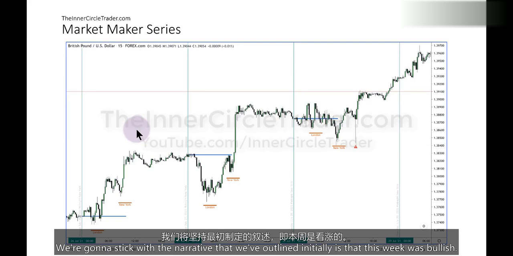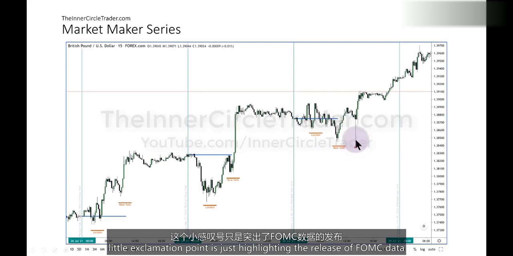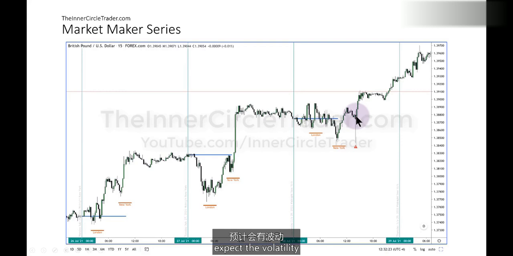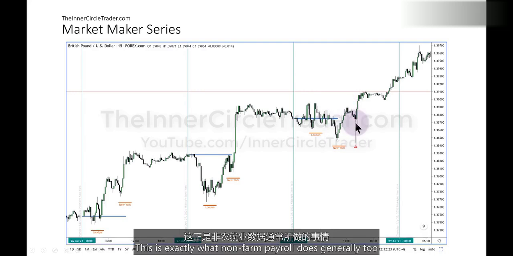This week, we're going to stick with the narrative that we've outlined initially, that this week was bullish. We've outlined why. I gave you examples on Telegram, and I showed you the fruits of it using this information. This little exclamation point is just highlighting the release of FOMC data. Okay, so this is 2 o'clock in the afternoon, New York time. Expect the volatility, and even though we had the run below these lows here and it started to rally up, this is classic FOMC.